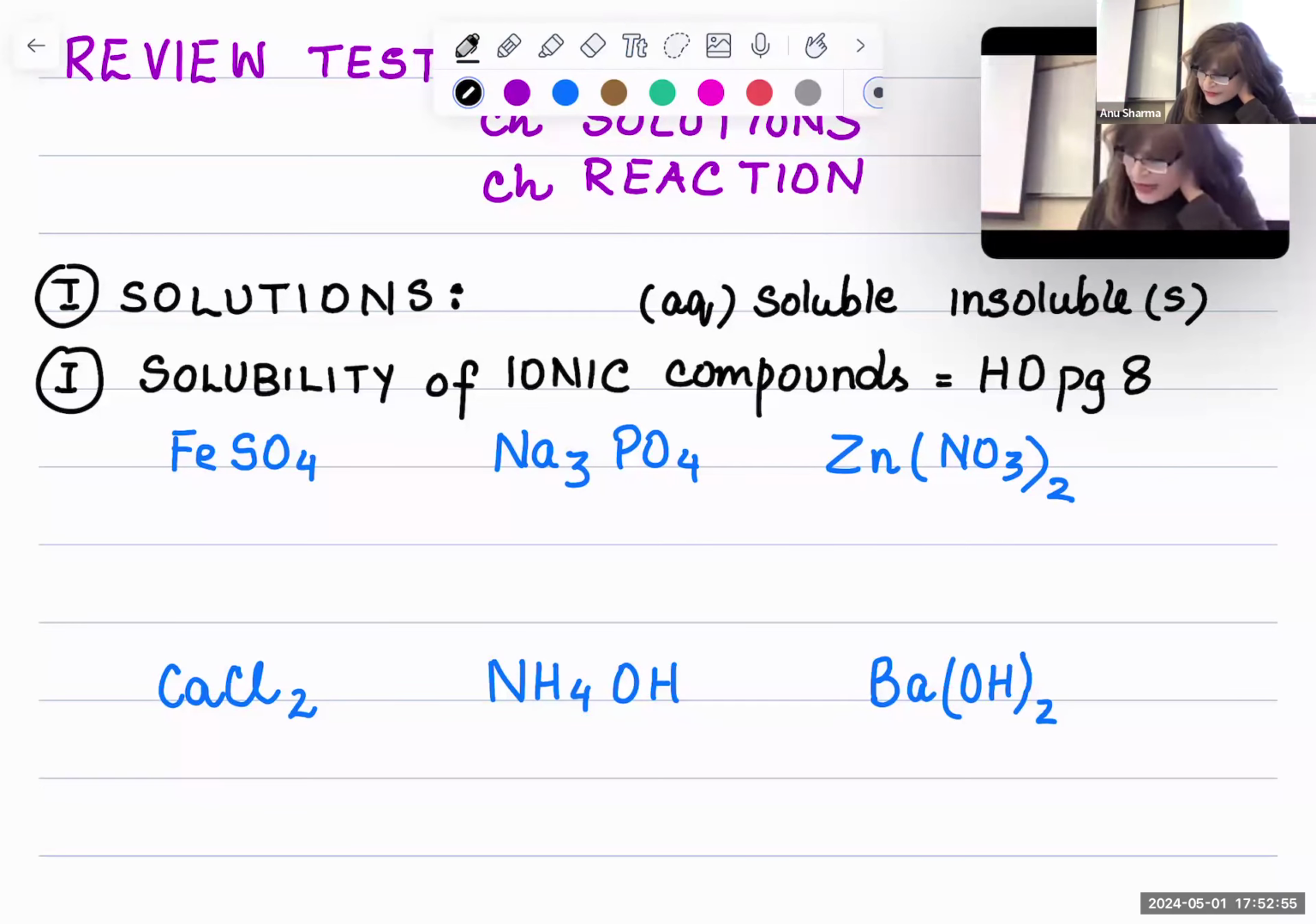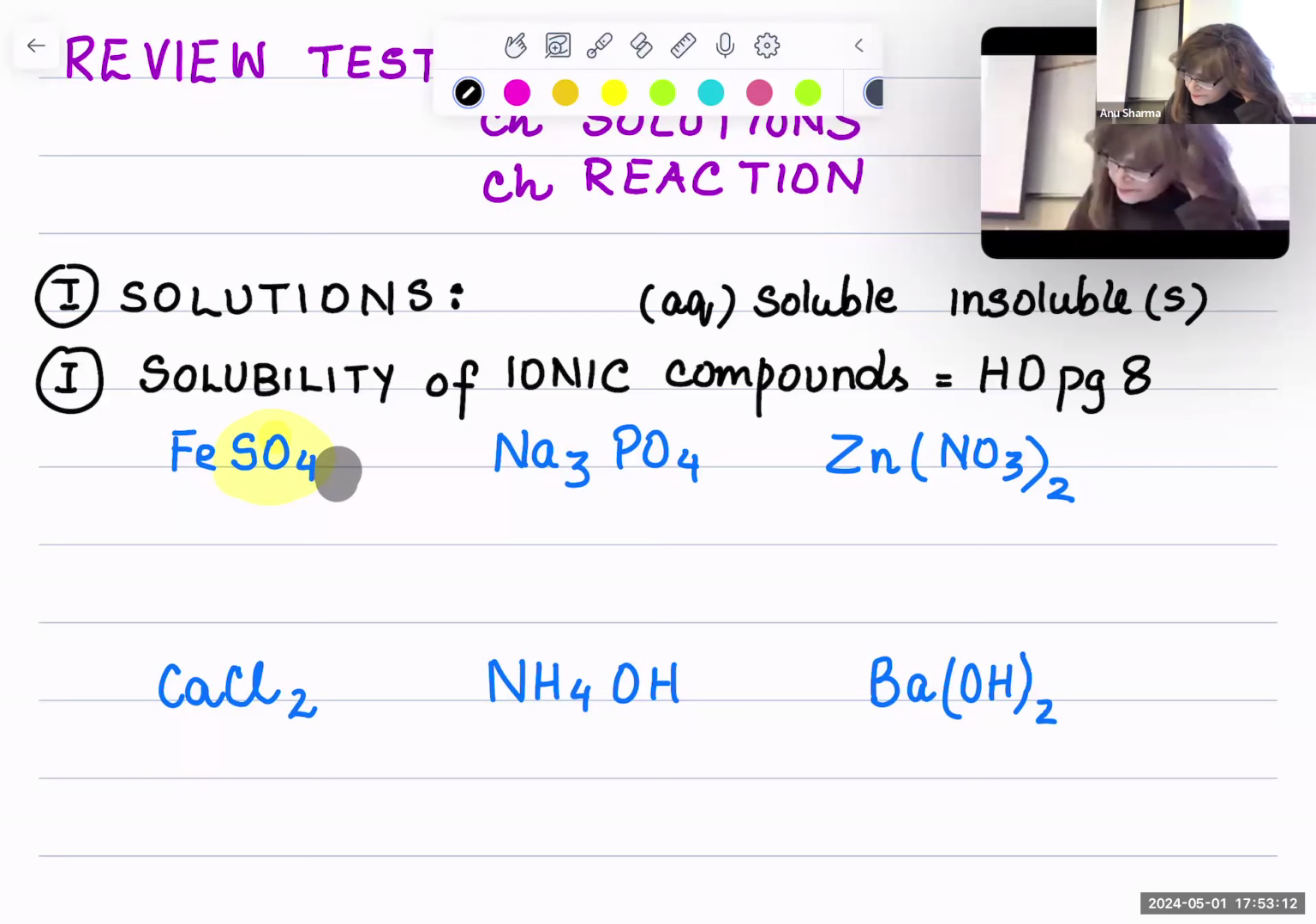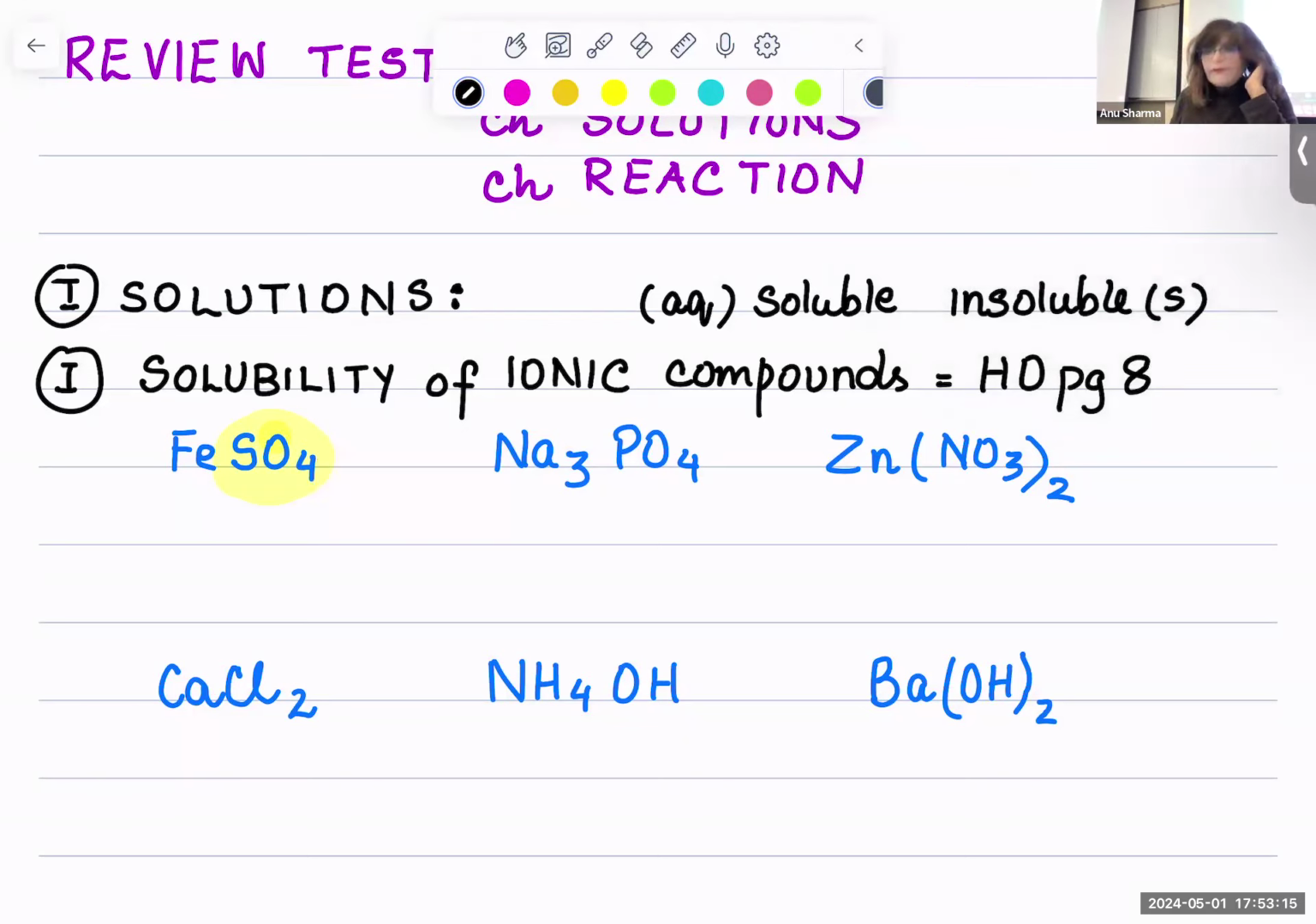Soluble. So here we have this soluble FeSO4. Why is it soluble? Because the rule is sulfates are soluble. Now another thing: if it is soluble, what are the ions that are going to be formed? What ions are formed? So this is soluble, so it is aq.